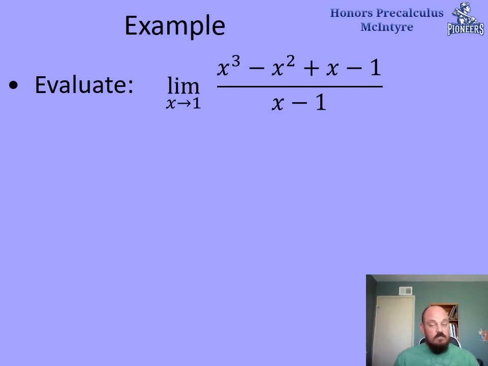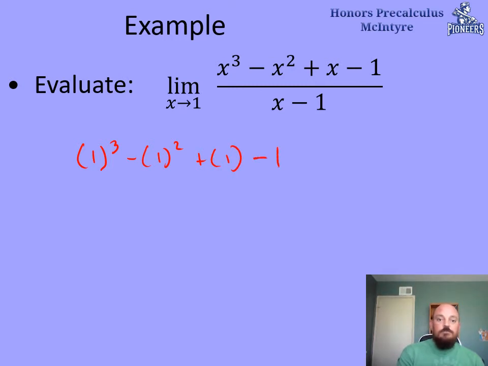So let's take a look at this example here. And we're going to do direct substitution again. This is another limit question. Limit as x approaches 1 of a longer function. But let's do the same thing. Let's do direct substitution. So I'm going to plug in 1 for all of those x's. I would have 1 cubed minus 1 squared plus 1 minus 1. And on the bottom, I would have 1 minus 1.